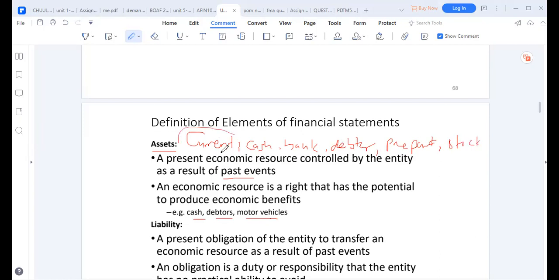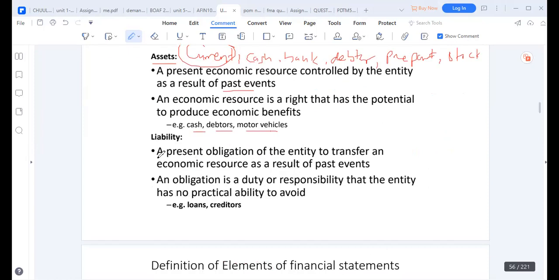We also have non-current assets. These are also called fixed assets, things that we own, like land, motor vehicles. These are meant for use in a business. All right, buildings, they are called what? Non-current assets. So we also have liabilities.